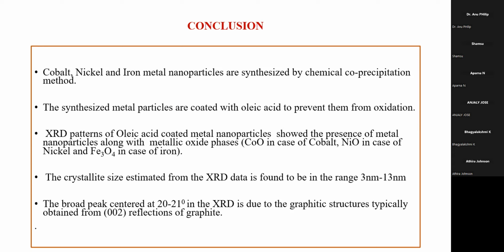The crystallite size estimated from the XRD data is found to be in the range 3 nanometer to 13 nanometer. Then it is found that the broad peak centered at 20 to 21 degree in the XRD is due to the graphitic structures, typically obtained from 002 reflections of graphite.